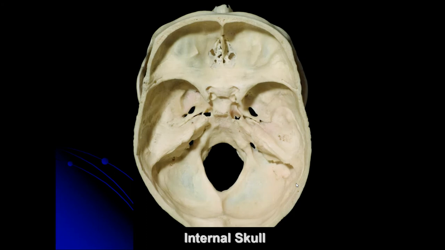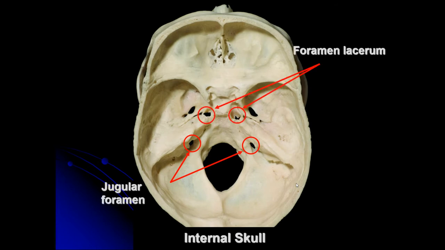If we flip the skull over and look at it, we can see this internal acoustic meatus, but we can also see these. And these are those cashew-shaped holes, which are the jugular foramen. We can also see the foramen lacerum from this side. And again, it's between or among these three bones.